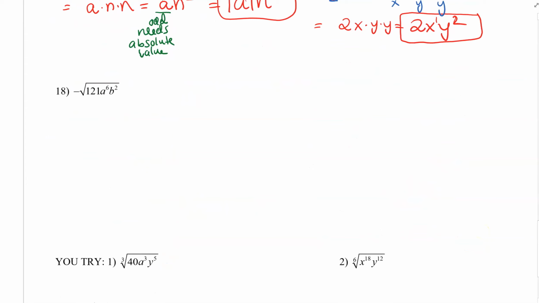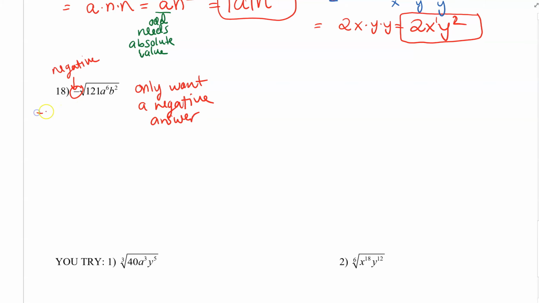Now with 18, you might say, oh, we don't need the absolute value because there's a negative sign in front. Well, actually, we kind of still might, because now they're saying that they only want a negative answer. When you see a negative in front, that means the answer must be negative. I can't allow it to turn positive. So I'll show you how that works. So this one actually may end up requiring absolute value as well, so that I can keep the answer negative.